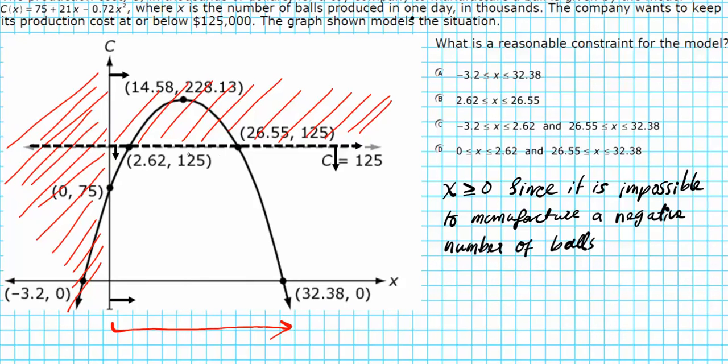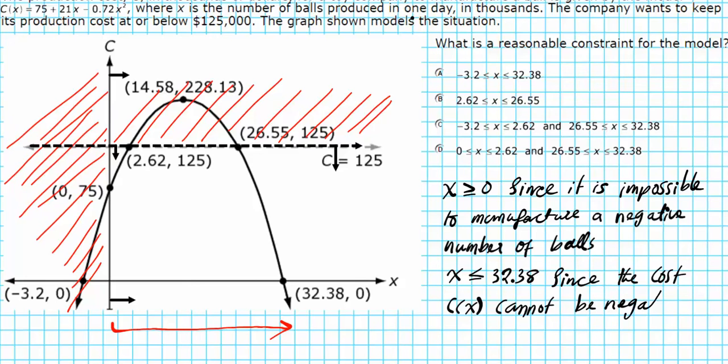Okay, let's also take a look at this. Well, let me state that one first. X has to be less than or equal to 32.38 since the cost C of x cannot be negative. Okay, cannot be negative. That basically restricts us to the first quadrant.